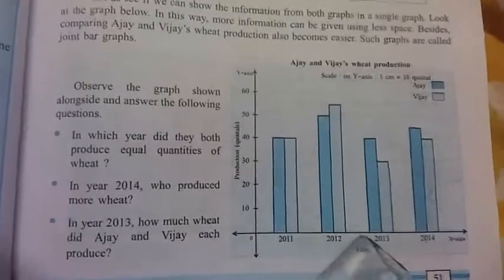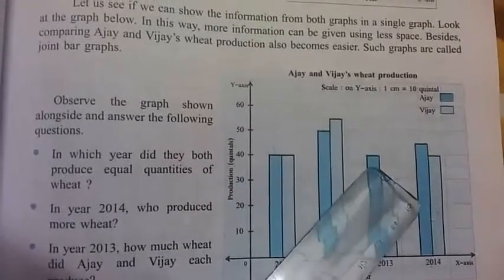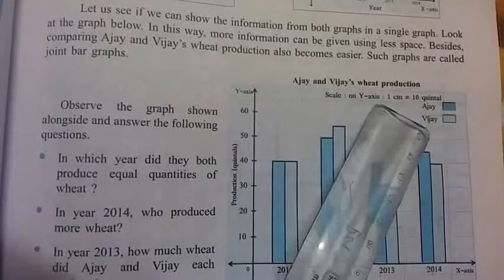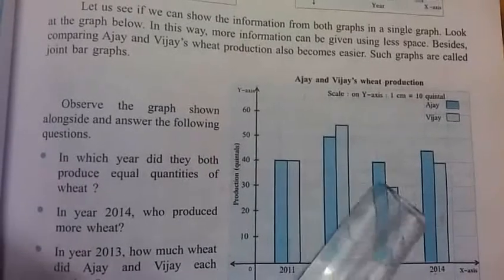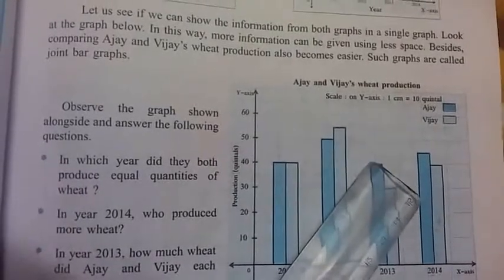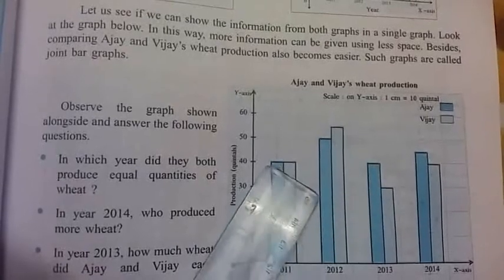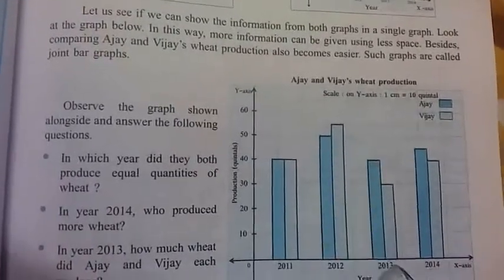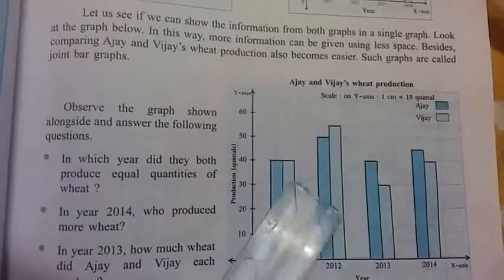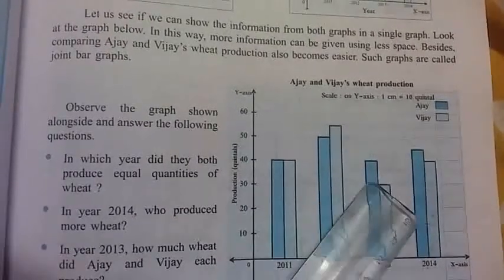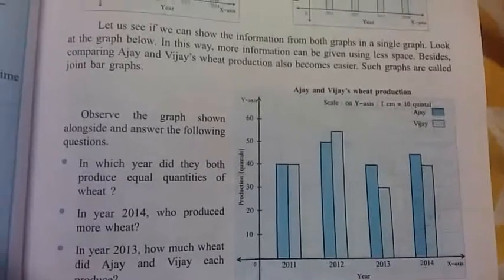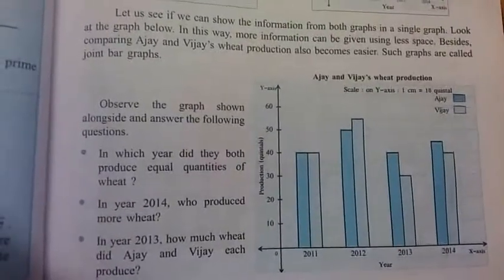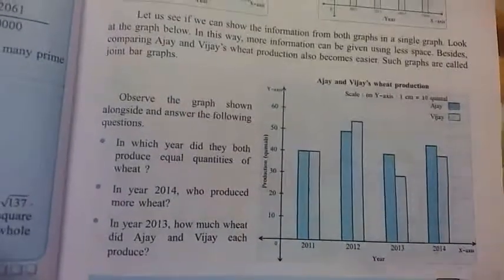Now see, in 2013. See here. Now read the scale. On the Y-axis, 1 centimeter is equal to 10 quintal. See, for Ajay, how much is there? 40. And Vijay, 30. Means Ajay's production is 40 quintal and Vijay's production is 30 quintal.